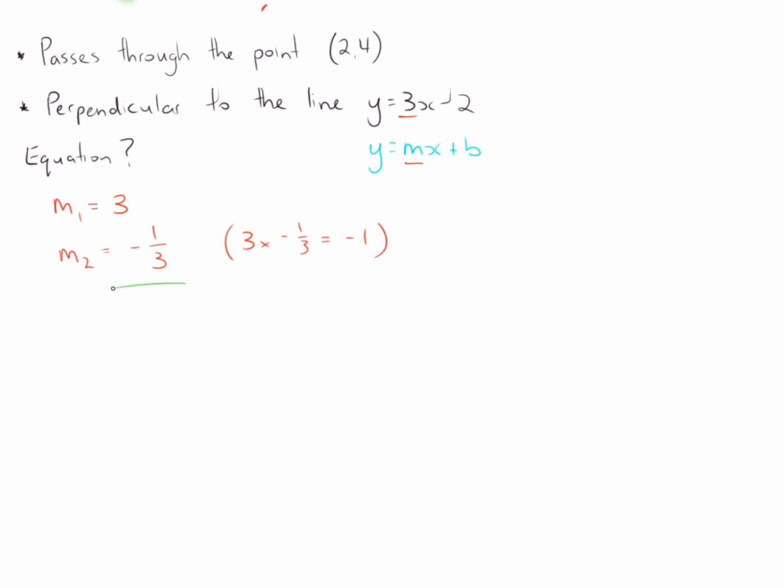So we now know the gradient of our line, and we know what point it goes through. So that means we can use y minus y1 equals m times (x minus x1), the point gradient form. (x1, y1) is (2, 4), and m is minus a third. So let's sub everything in. y minus 4 equals minus 1/3 times (x minus 2).